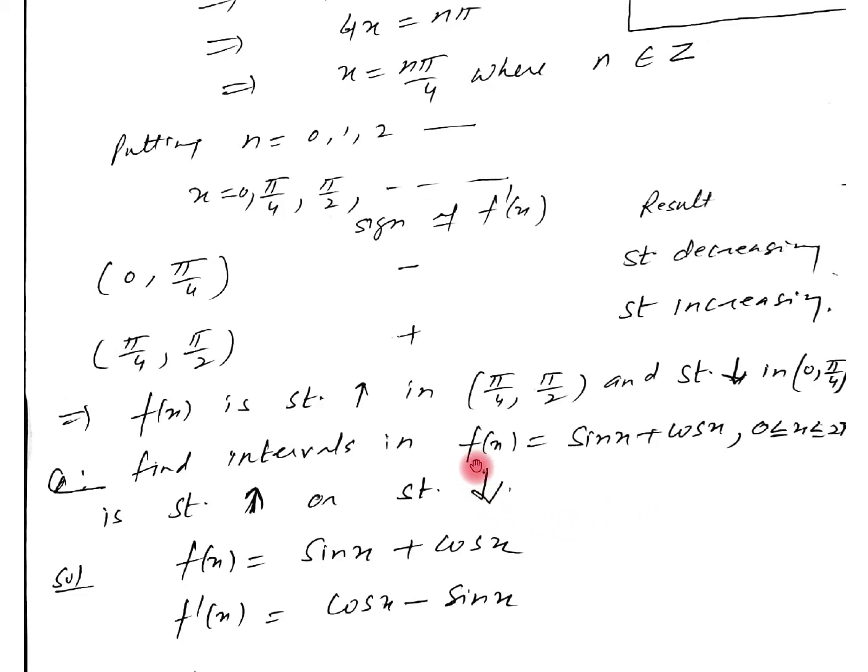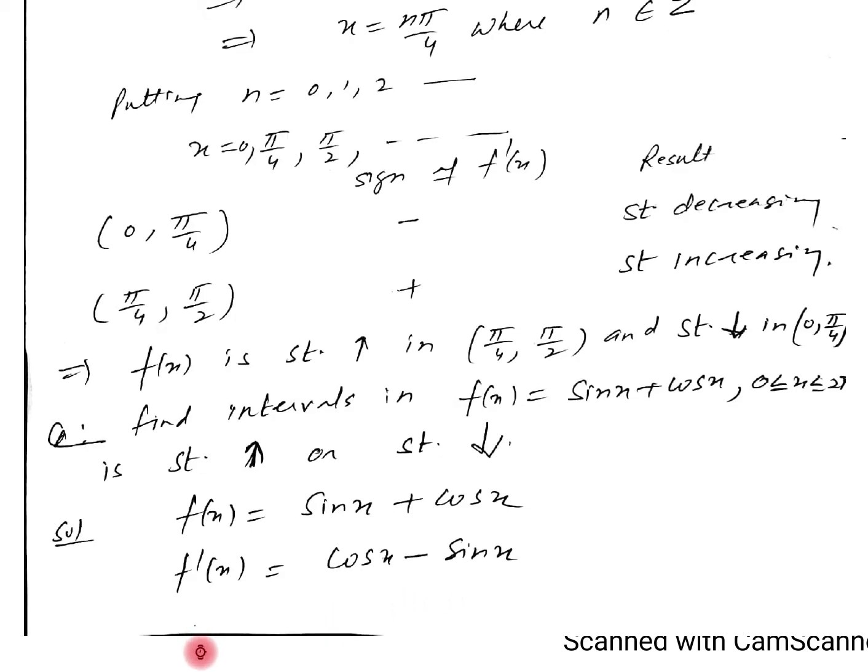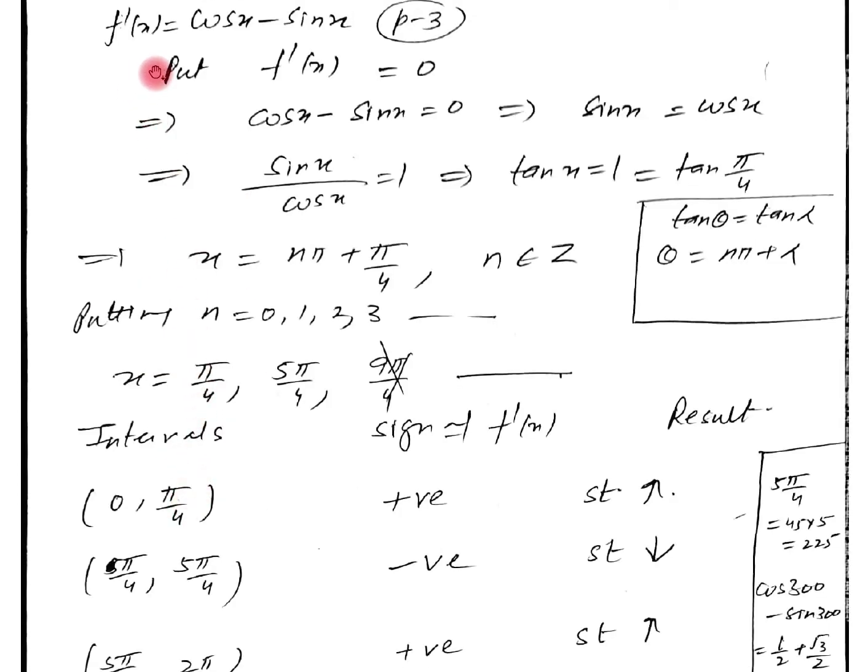Then again finding f dash x, it is what? Cos x minus sin x. Then the second step is we have to put f dash x equal to 0. When I put f dash x equal to 0, it becomes cos x minus sin x equal to 0. This implies sin x equal to cos x. Then I am converting these two t ratios to a single t ratio to make our question easy.